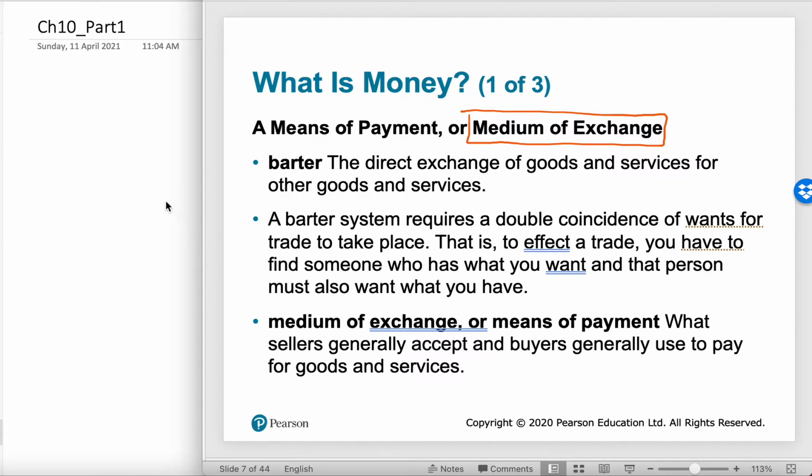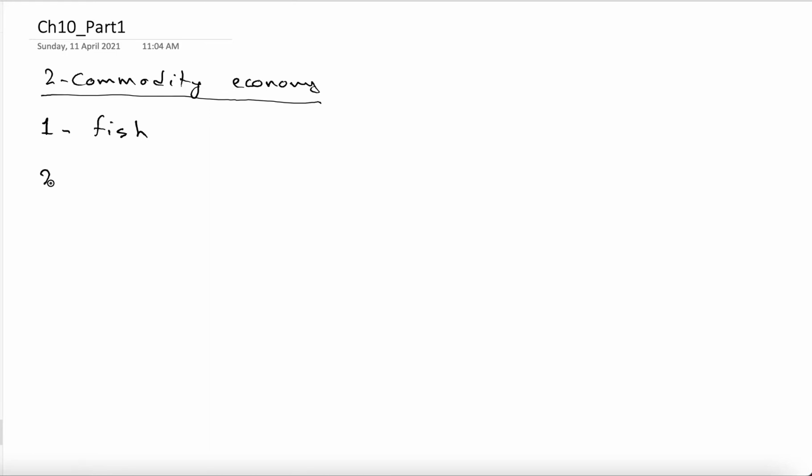Let's start with a very simplified example. Let's say our economy consists of only two items, a two-commodity economy. For the sake of simplification, and then we generalize it for others, item 1 is fish, and item 2 is bread.